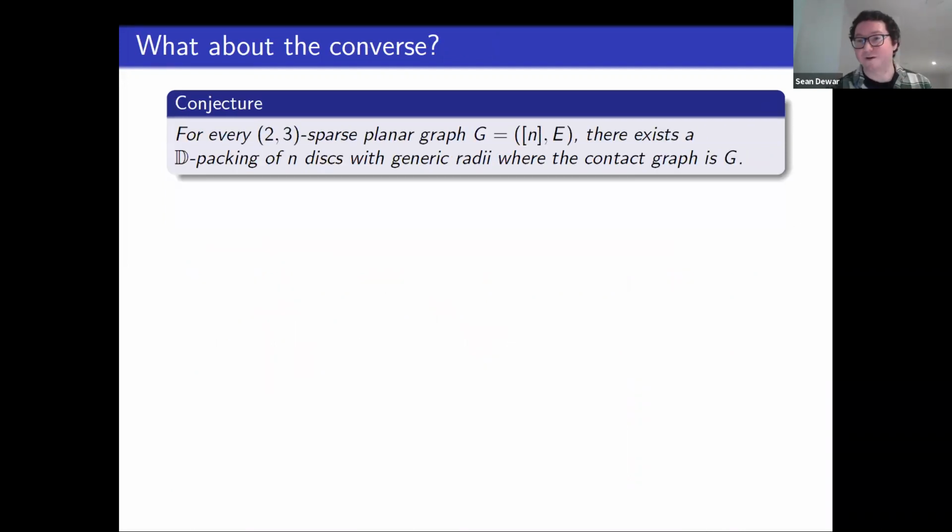Right. What about the converse? I've just told you that if you have a disk packing with generic radii, then you know the contact graph is going to be 2-3 sparse. So the reverse question is, if you give me a 2-3 sparse planar graph, can I give you a disk packing with generic radii with that contact graph?